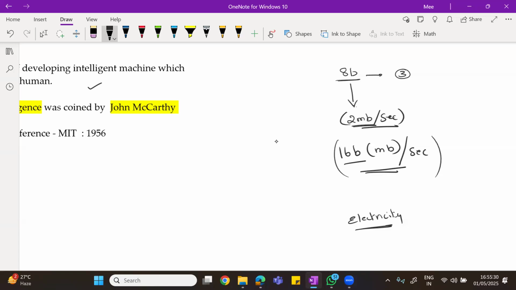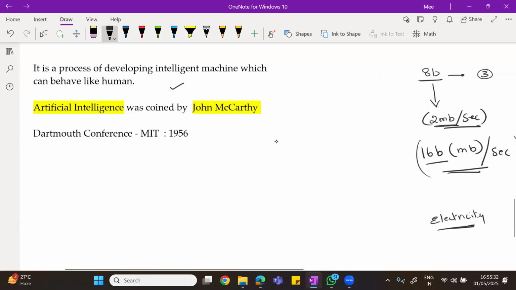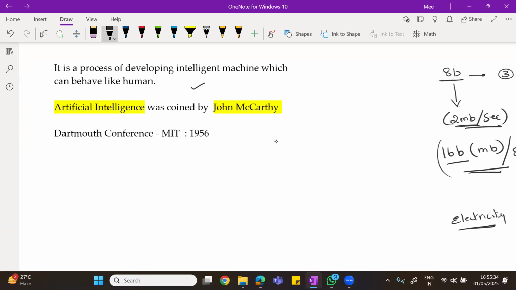That is what the thing is expected. Okay. Getting back to this.